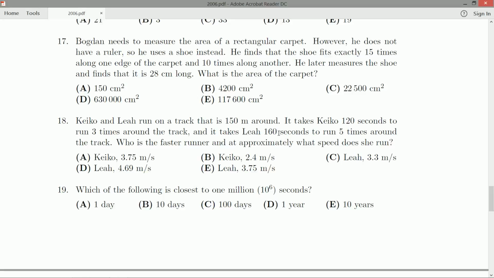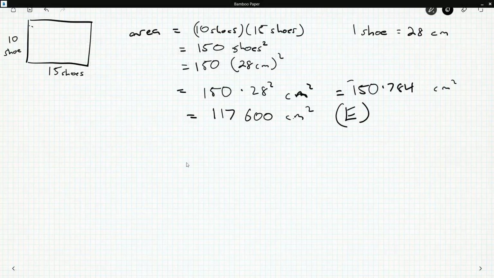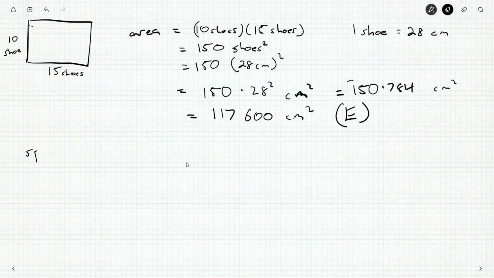Okay. So to determine the faster runner, we just need to calculate their speeds. Once we know which one is the faster runner, we'll also know their speed, so this will be very quick to answer. This really boils down to how we calculate Keiko and Leah's different speeds. So, how do we calculate speed in general? Speed is distance traveled over the time it takes you to travel that far.